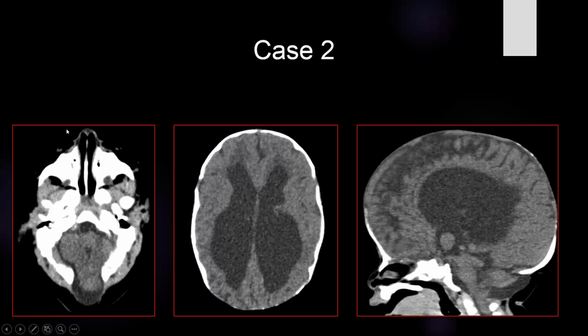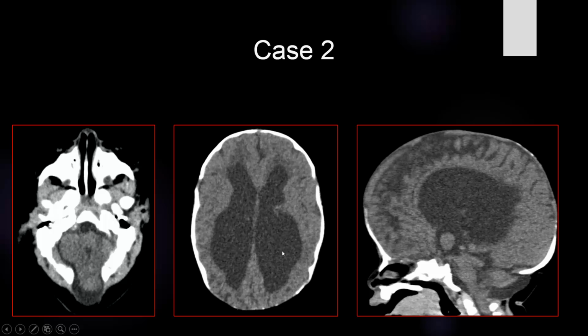Okay, this is case number 2. Here we can clearly see there is a low occipital defect with a herniation of the cerebellum and the CSF spaces covering through this defect. This is a low occipital encephalocele, characteristic for type 3 Chiari malformation.